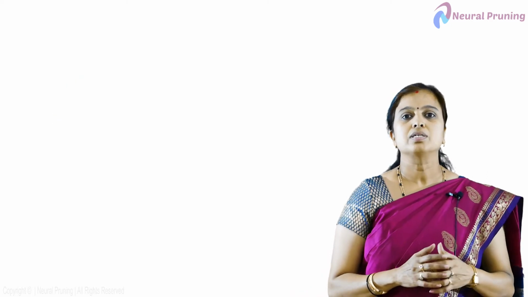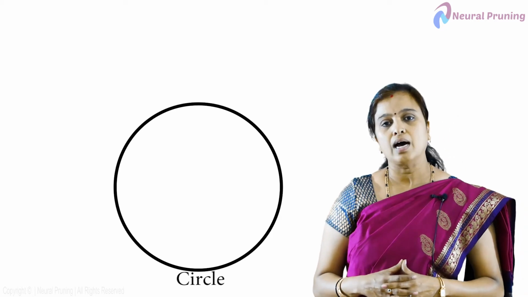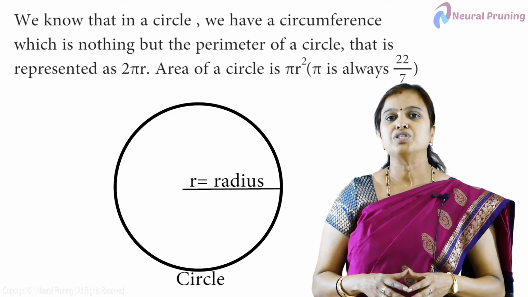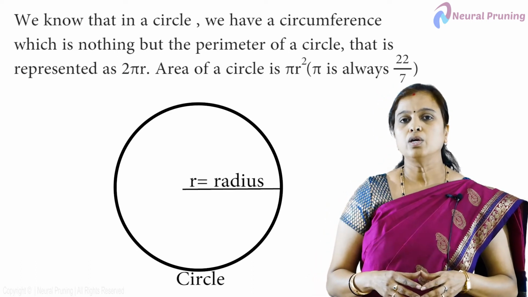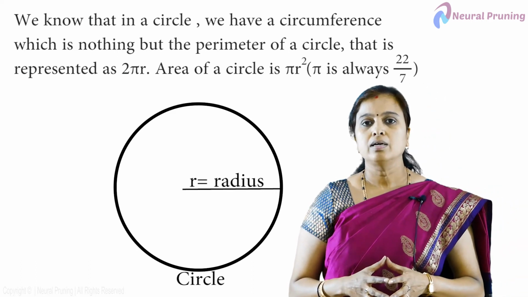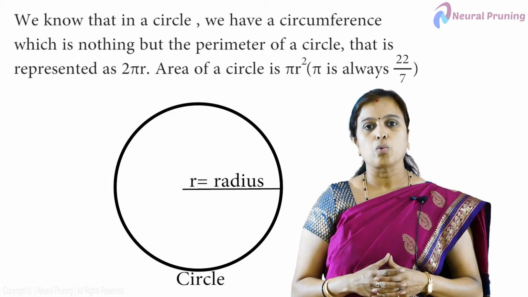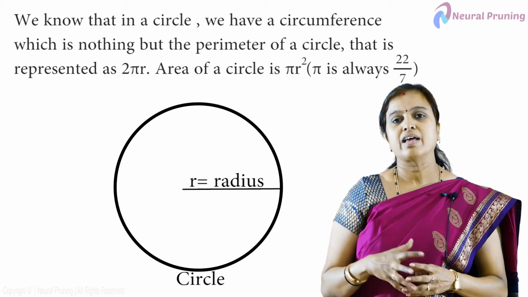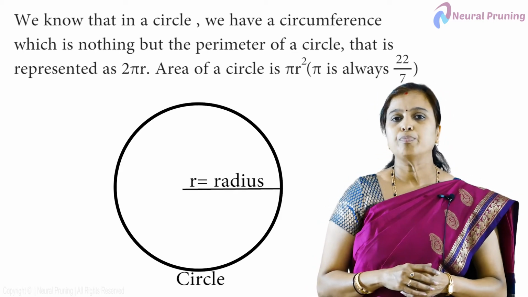We'll start first with a circle with radius r. We know in a circle we call it a circumference, which is nothing but the perimeter of the circle, which is 2 pi r. Area is pi r square. Pi is always 22 by 7 unless and until they have given a fixed value in a particular problem.